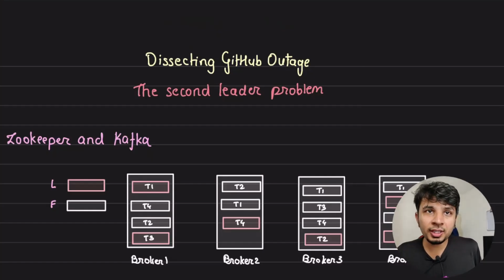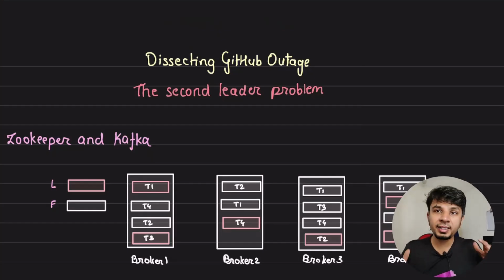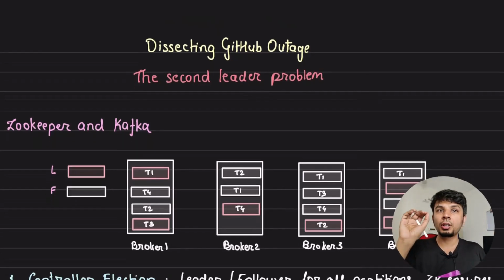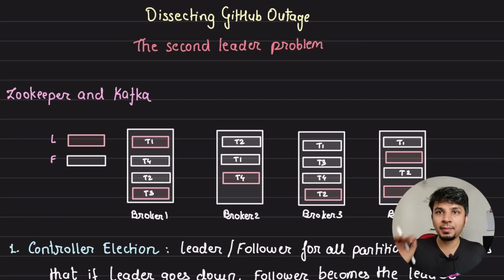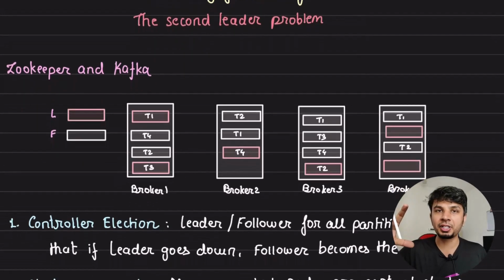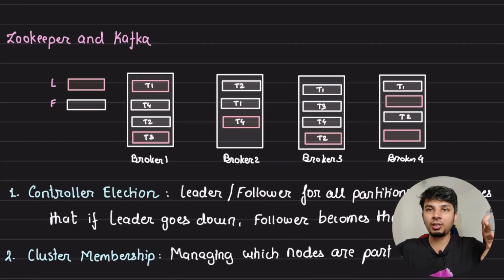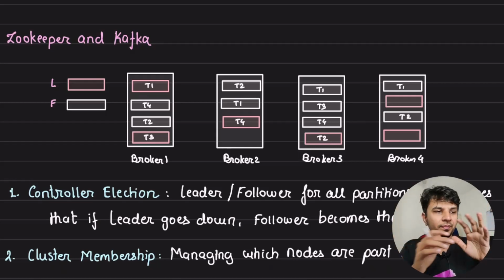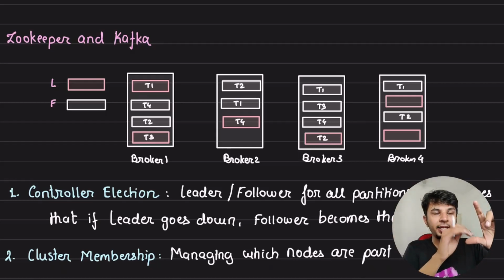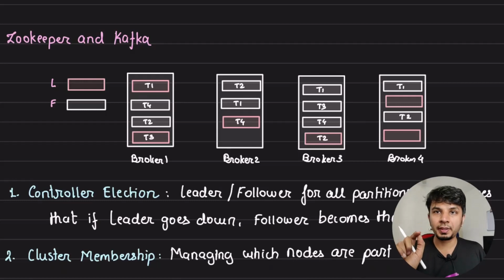So before we go to the incident report, let's spend some time understanding the importance of Zookeeper for a Kafka cluster. So Kafka is a very popular message stream. It has topics, it has partitions. Every topic can have multiple partitions. And Kafka is not a single node cluster. There would be multiple nodes that are running the Kafka process, and each node is called a broker over here.